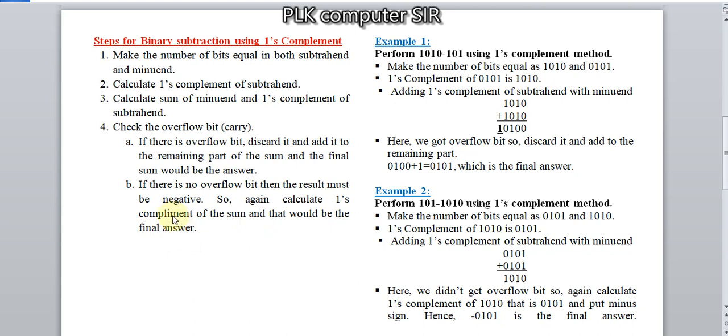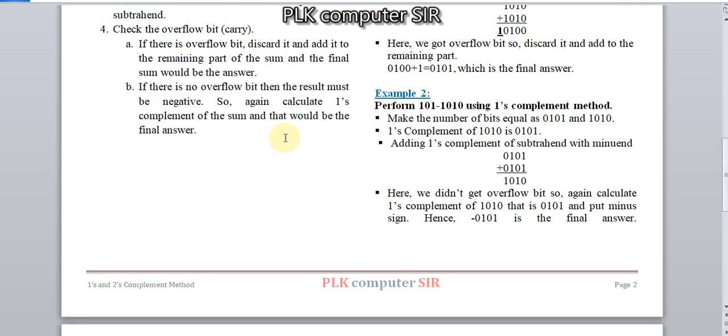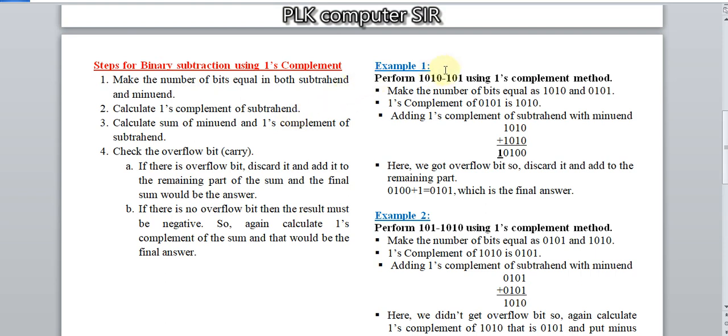Okay, now look, we have here example 1. So here in example 1, the spelling of complement is an error, my dear. So let me correct it. Okay, now it's good. Okay, here also there will be complement. So example 1, perform 1010 minus 101 using the 1s complement method.